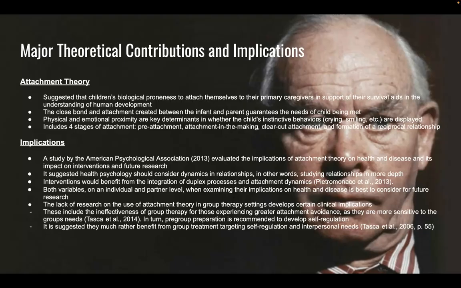Attachment in the making begins from 6 weeks to 6 months, and this is where the infant begins to recognize and build a strong preference towards their caregiver. Clear-cut attachment begins from 6 months to 2 years, and the child at this point displays separation anxiety, and they begin to seek close proximity to their caregiver.